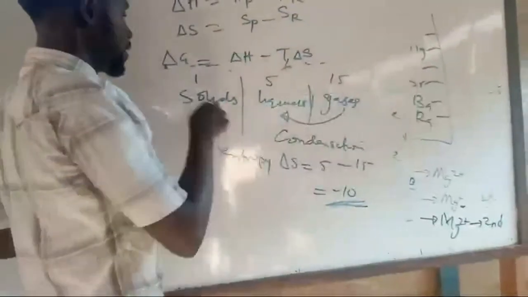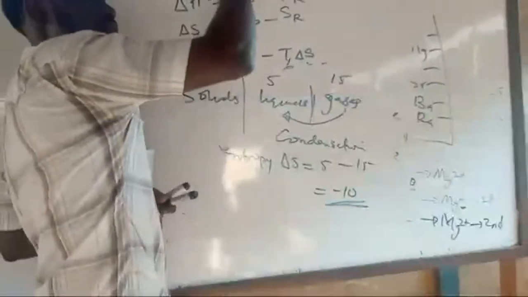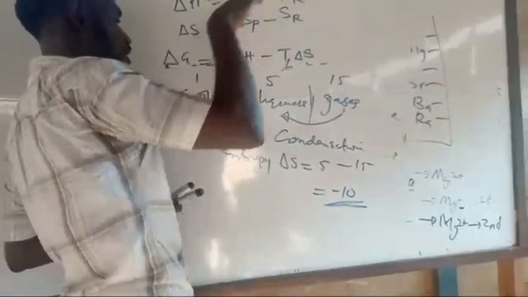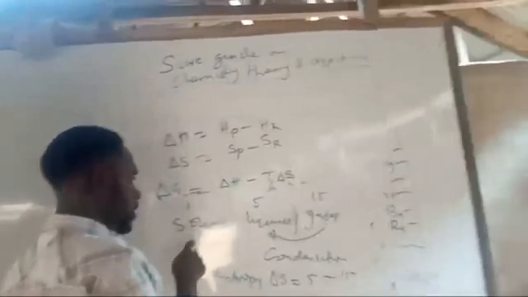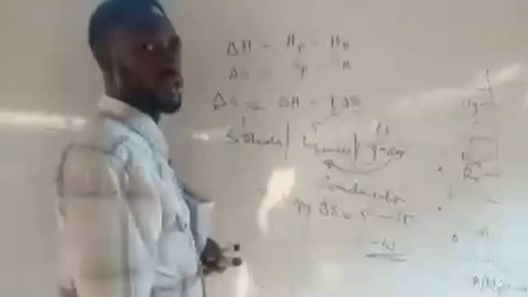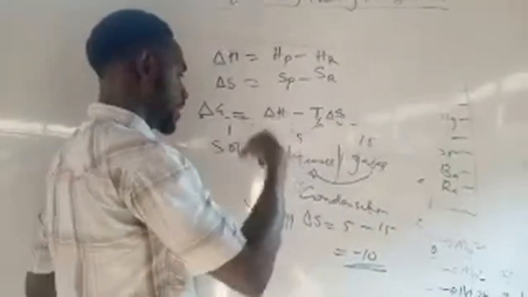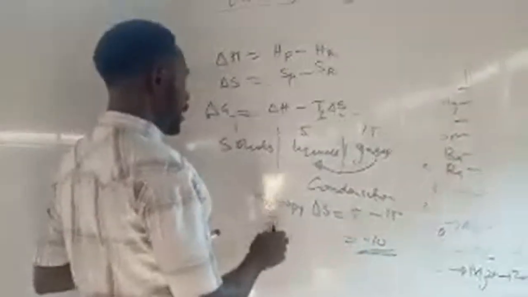Then a change of solid to liquid is an increase in entropy, so it's going to be positive. Entropy change will be positive because there is an increase in that aspect. So what do I mean? Melting, entropy is going to be positive, but freezing, entropy is going to be negative.